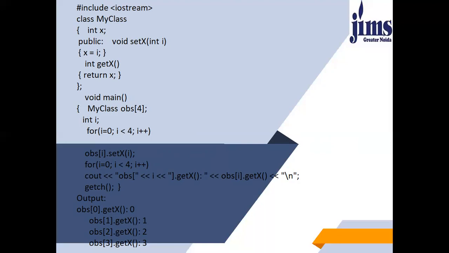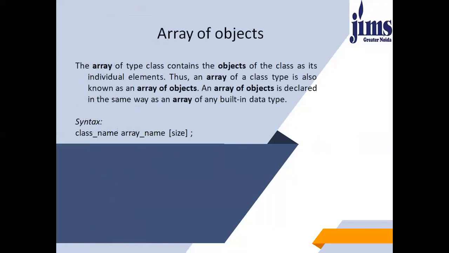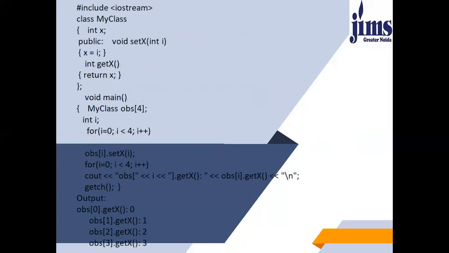Then coming to the main part of the program. How do you create an object? I have already told you this before. You have to first write the class name, then the object name, and in this case, you have to declare the size as well. You can see the syntax: class name, then the array name, and then the size. So here is the class name, then the object name, and then the size.